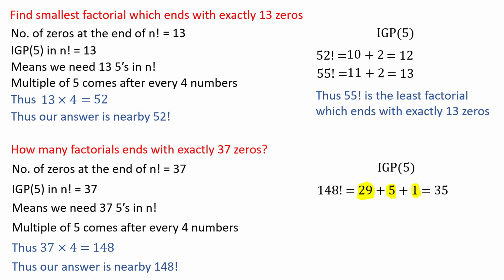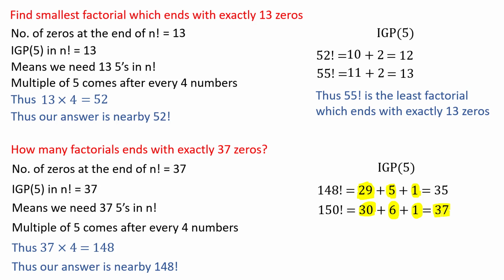So after 148 factorial, we need to check 150 factorial. Because in 150 factorial, the extra 5s will get multiplied. So let's check 150 factorial. In 150 factorial, IGP of 5 is going to be how much? Divide 150 by 5, the quotient is 30. Divide 30 by 5, the quotient is 6. And divide 6 by 5, the quotient is going to be 1. And sum of all these quotients is going to be 37.